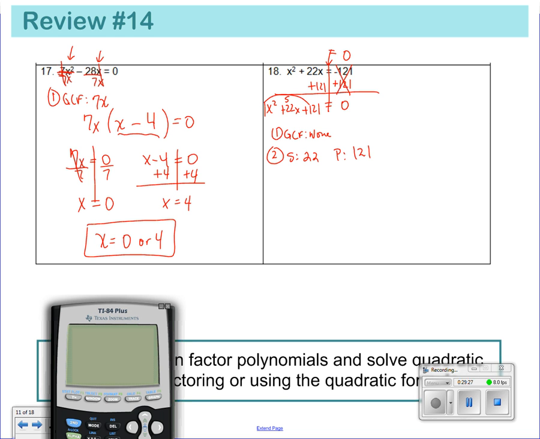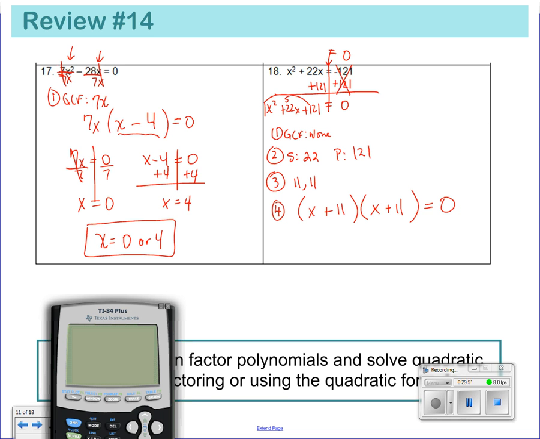We get 121. Third, what two numbers multiply to give you 121? I recognize that as 11 times 11. If I didn't, I would use my calculator. But I'd check 11 plus 11. Yes, that does equal 22, so those are the correct factors. The fourth step, we're going to rewrite it. Our variable was x, and our factors now are plus 11, plus 11.